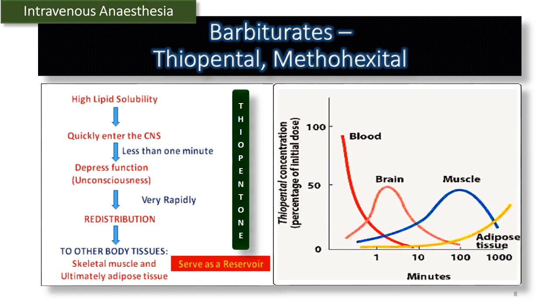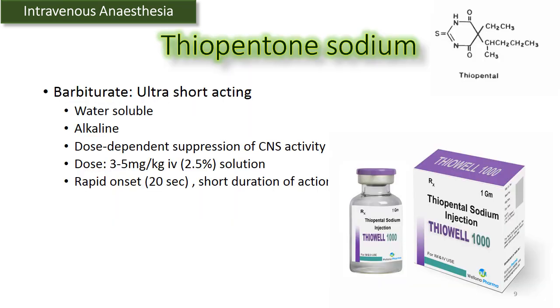Further, it very rapidly redistributes to other parts of the body tissue like skeletal muscle and ultimately adipose tissue, which acts as a reservoir. As we can appreciate in this diagram, after injection the bioavailability of the drug is 100% in the blood, and then gradually the concentration increases in the brain and further distribution occurs to skeletal muscle and then adipose tissue.